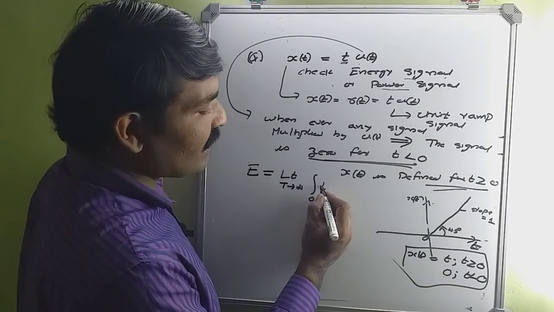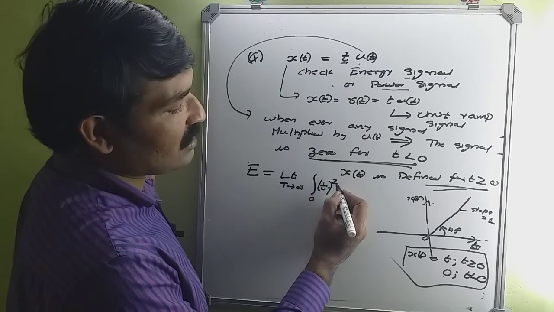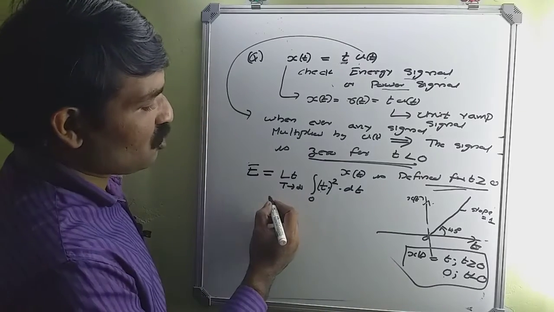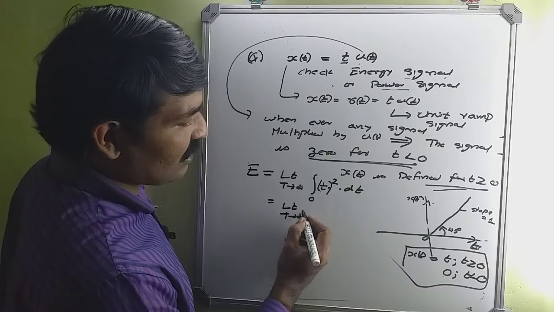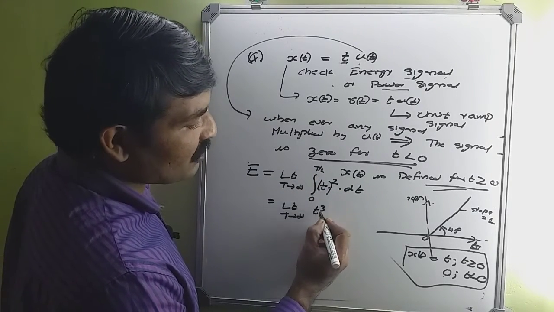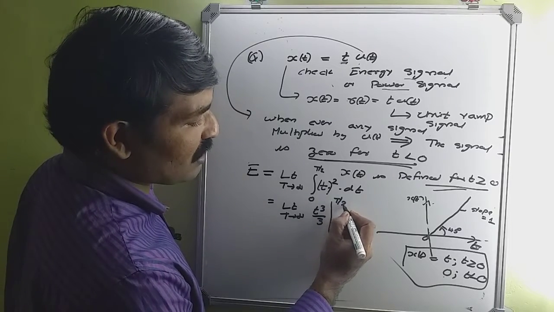So, I can write t into t square, that is t square t, that is t square t dt. So, this is equal to limit t tends to infinity, integral of t square is equal to t cube by 3, then apply the limit 0 to t by 2.